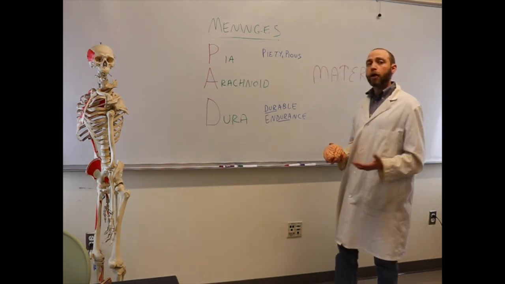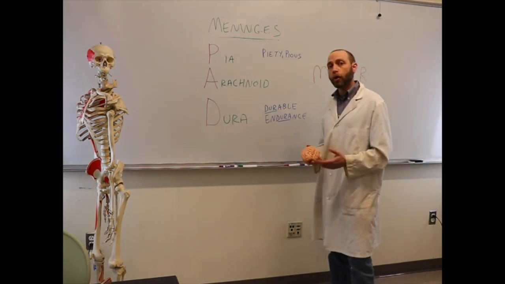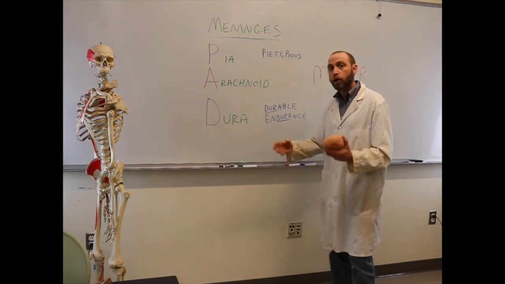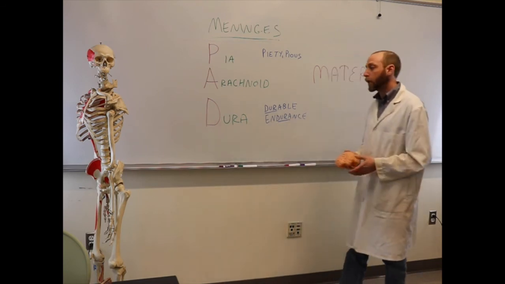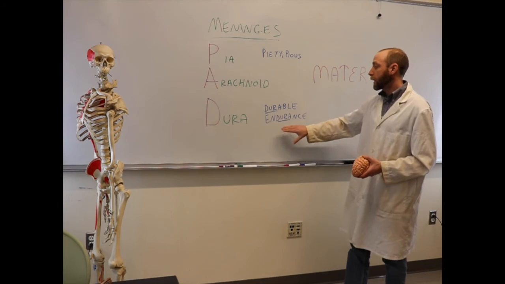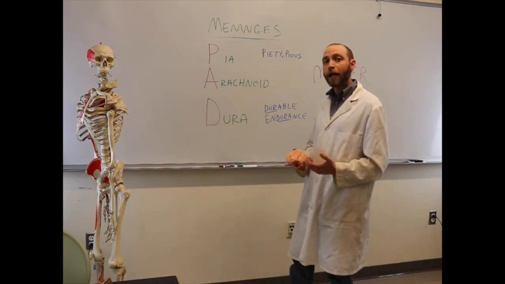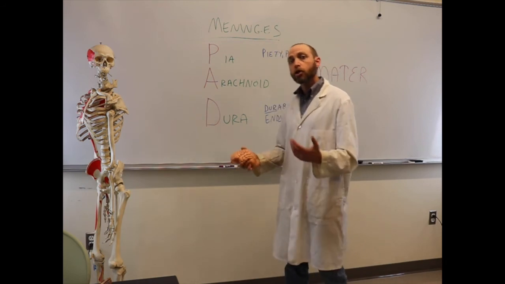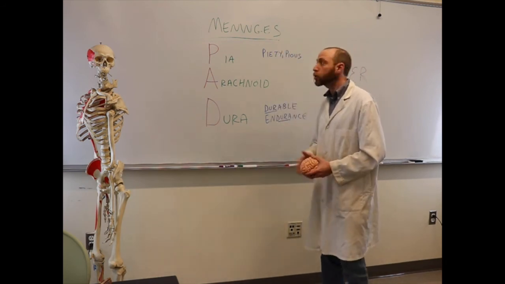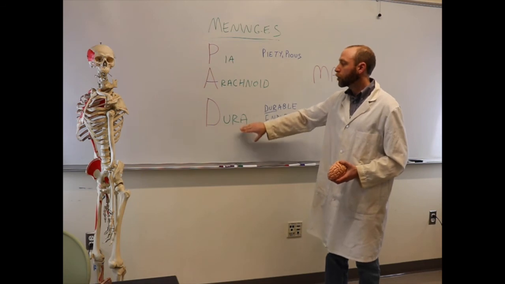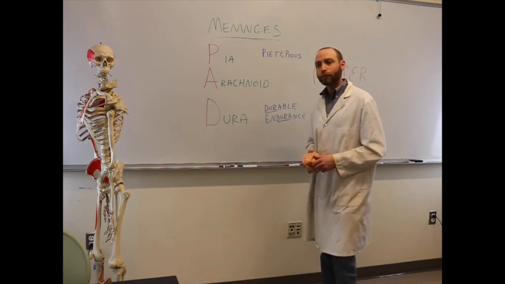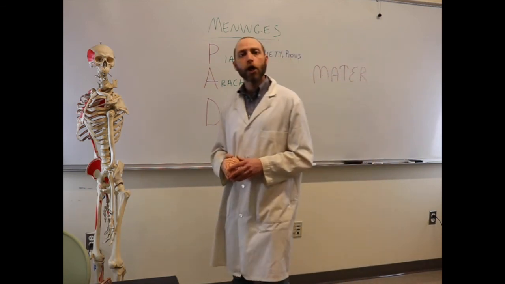The outermost layer forms a thick and tough coating. The word dura means tough or hard, and it comes down to us in English in words like durable and endurance. So the dura mater is the tough one, the outermost layer providing that thick protective coating. So going from deep to superficial, pia, arachnoid, dura. PAD.